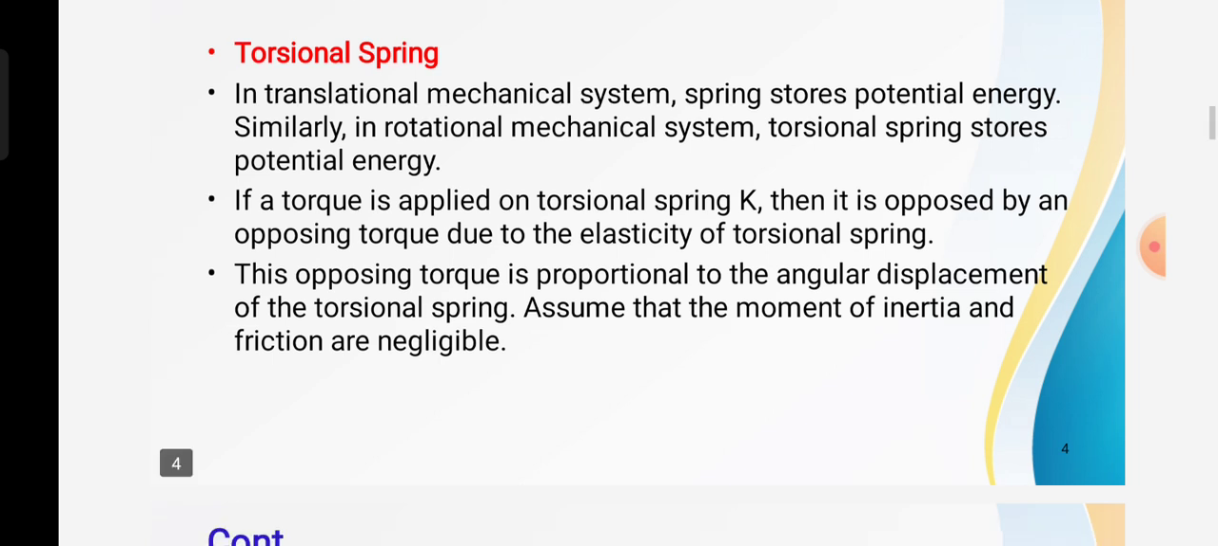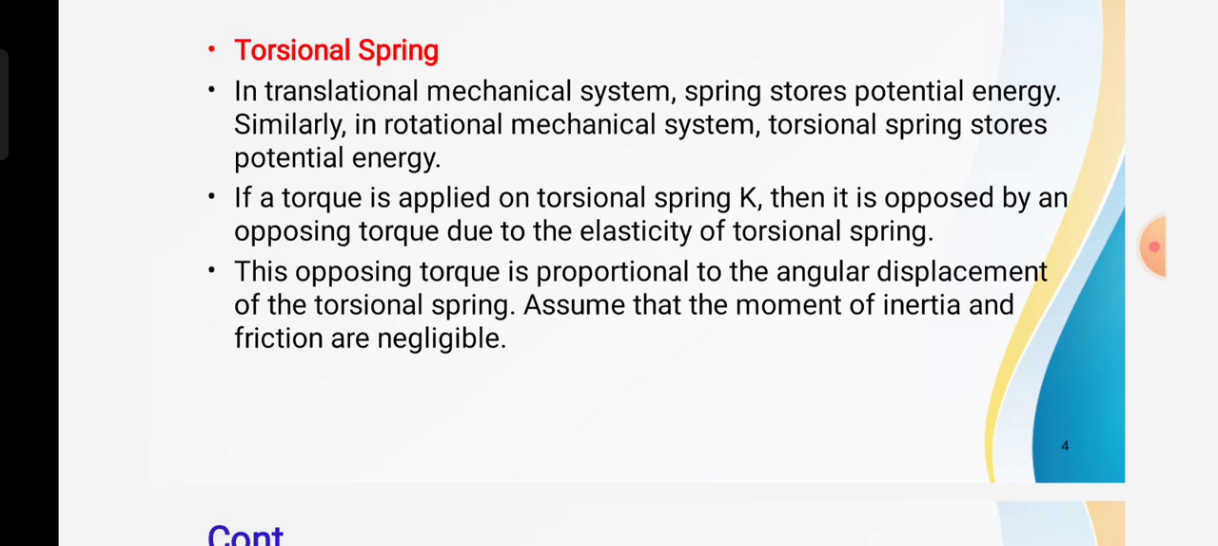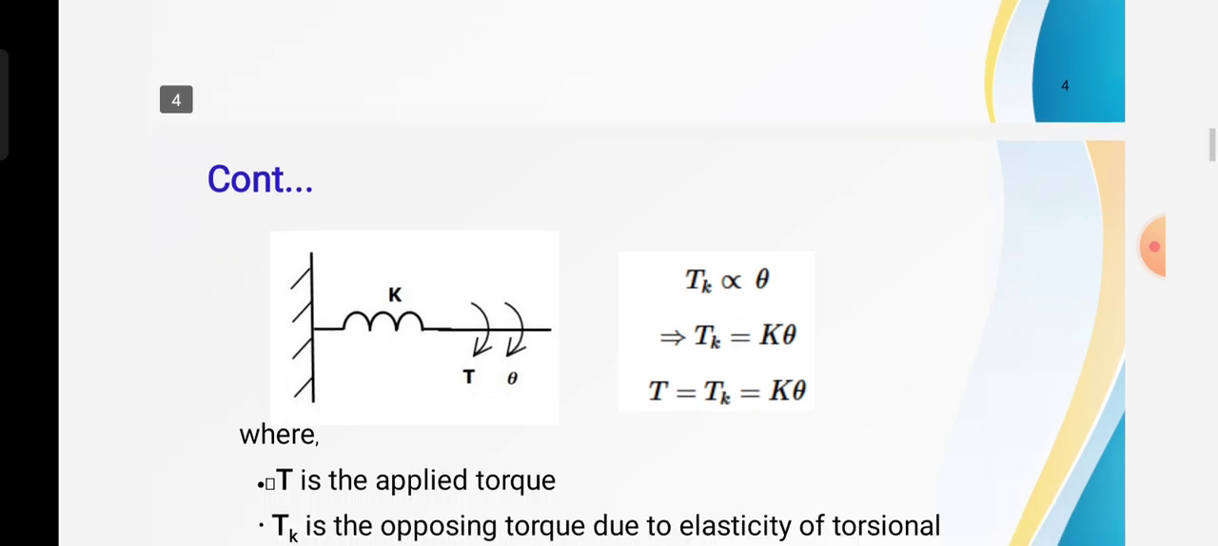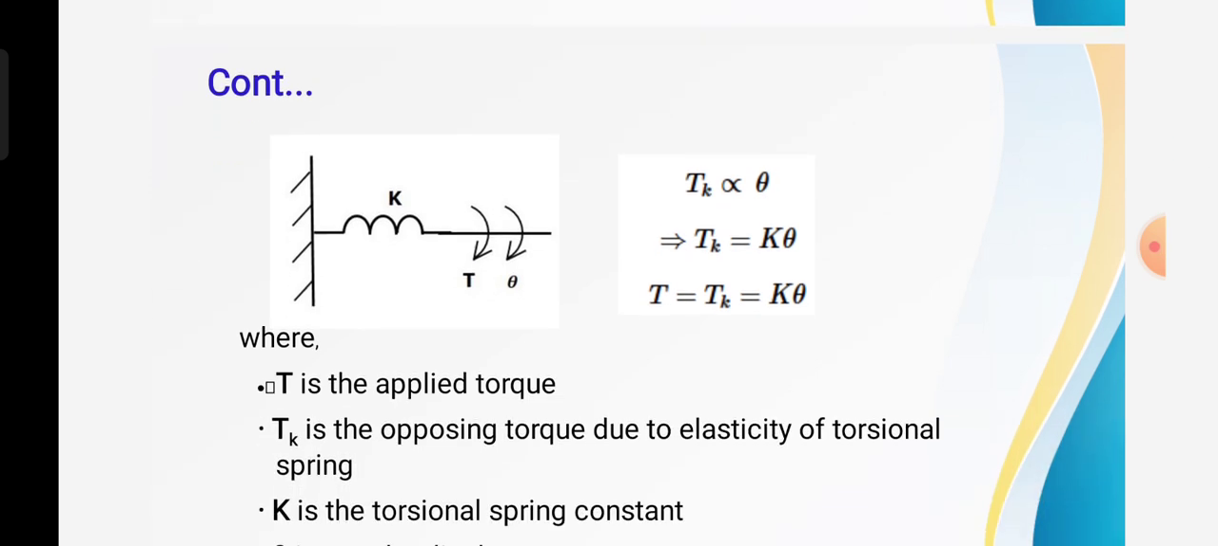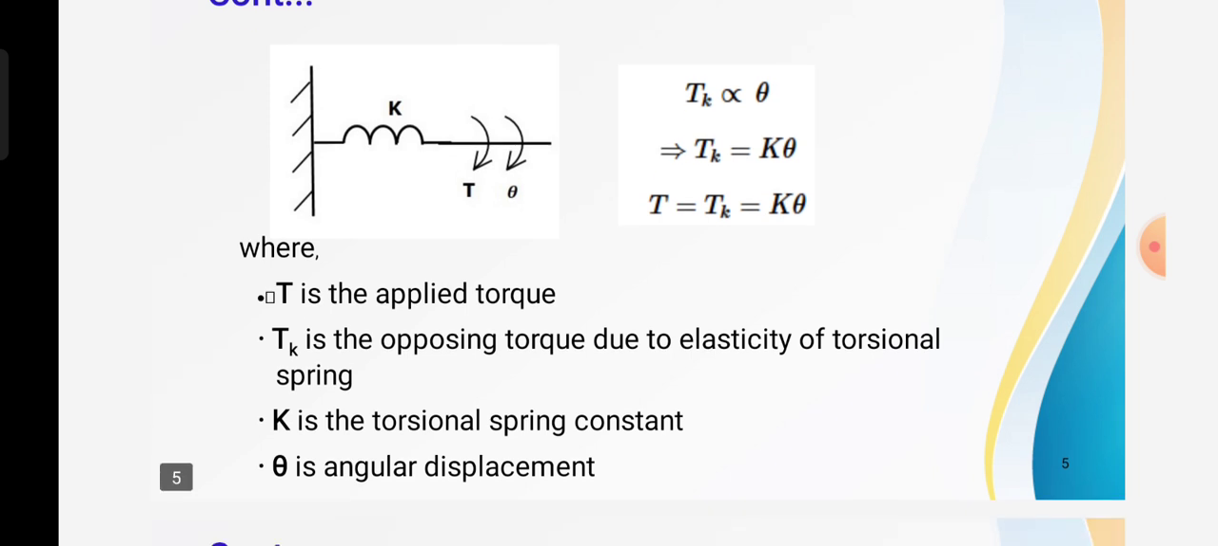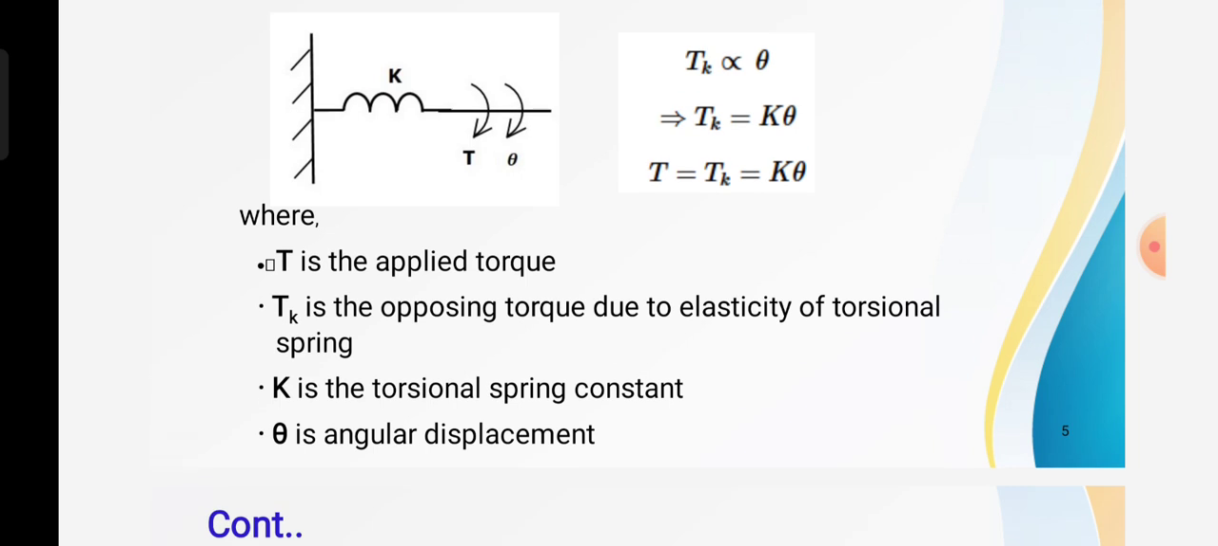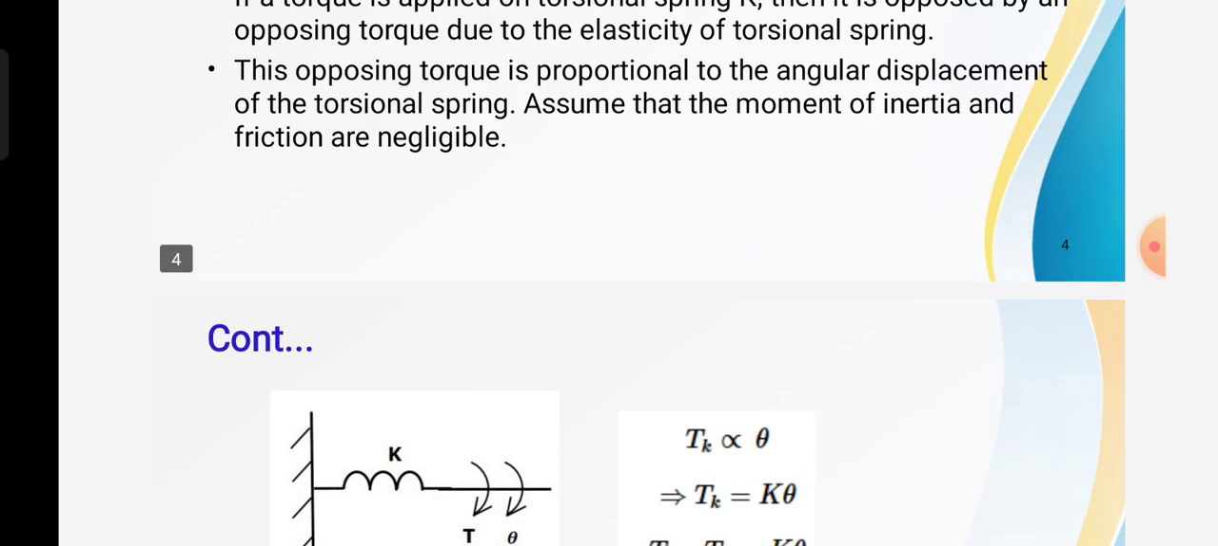Next, the torsional spring. In a translational mechanical system, the spring stores potential energy. Similarly, in a mechanical rotational system, the torsional spring stores potential energy. Now consider the ideal elastic element, the torsional spring as shown in the figure, which has negligible moment of inertia and friction. Here T is the applied torque, Tk is the opposing torque due to elasticity of the torsional spring, K is the torsional spring constant, and theta is the angular displacement.